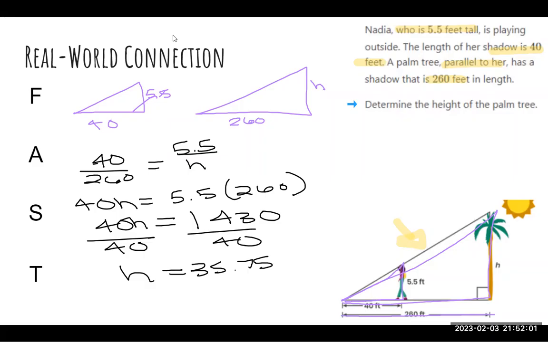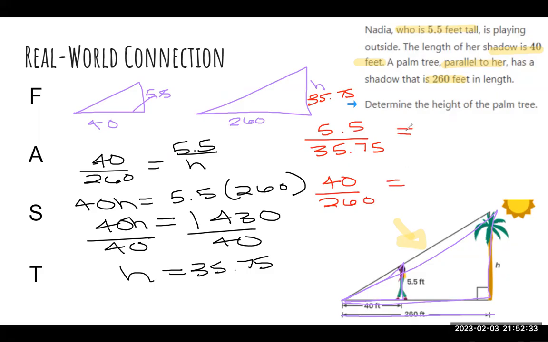Now, you should always check your work. Checking your work helps to make sure that you didn't make a mistake. So we can go ahead and check our work here by setting up those scale factors that you learned at the beginning and seeing if they're the same. If they're the same, you did it right. So we know this one is now 35.75. So we can do 5.5 over 35.75, and it should be equal to 40 over 260. These should be the same.